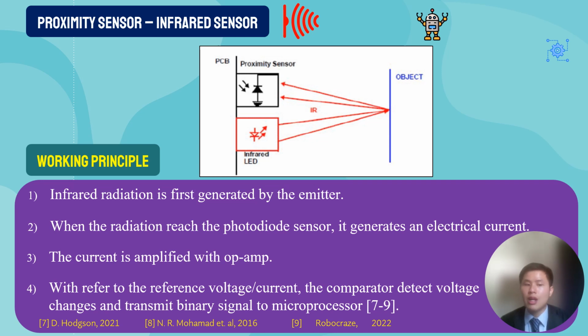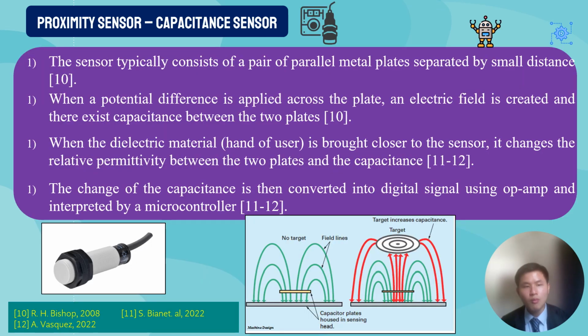When there is an object in front of the emitter, the object reflects back the radiation, and the reflected radiation is then received by the receiver. The receiver has a photodiode sensor, and the photodiode generates an electric current when it detects reflected radiation, and the current signal is then amplified by an op-amp. So by referring to the reference voltage or current, a component named comparator detects the voltage change and transmits a binary signal, either 1 or 0, to the microprocessor to respond accordingly. The other type of proximity sensor is the capacitance sensor.